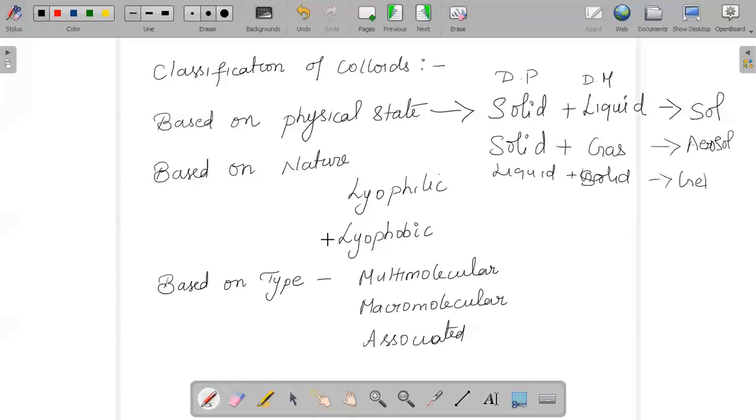And the next classification is based on the type of particles of the dispersed phase. Based on the type of particles of the dispersed phase, the colloids are classified into different types. One is multimolecular, another is macromolecular. When we say multimolecular, many particles of the dispersed phase aggregate together to form species having the size of colloidal particles between 1 to 1000 nanometer. These colloids are called multimolecular colloids.